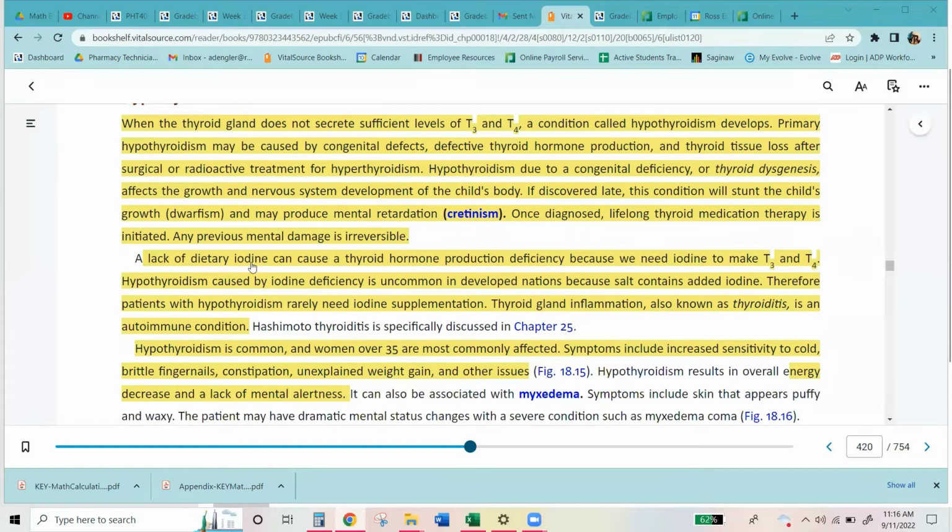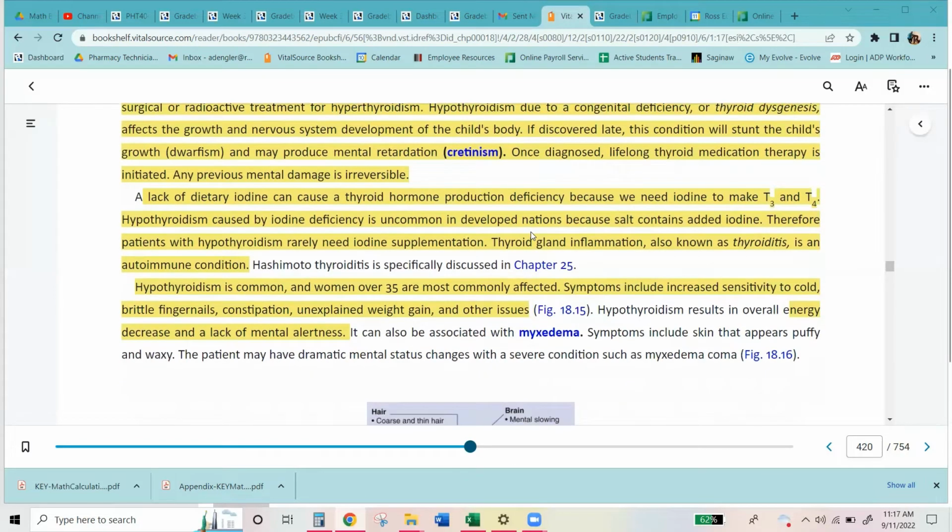A lack of dietary iodine can cause a thyroid hormone production deficiency because we need iodine to make T3 and T4. Hypothyroidism caused by iodine deficiency is uncommon in developed nations because salt contains added iodine. Therefore, patients with hypothyroidism rarely need iodine supplementation. Thyroid gland inflammation, also known as thyroiditis, so anything with itis means inflammation, and that is an autoimmune condition. Hypothyroidism is common, and women over 35 are most often affected.